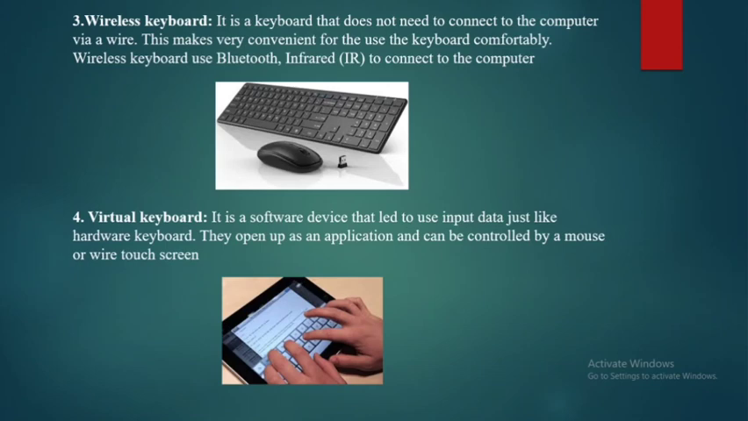So next type of keyboard is virtual keyboard. Okay, so what we are using in our mobile phones is known as what? Virtual keyboard. It is a software device that lets us input data just like a hardware keyboard. Okay? So the same keys that exist on a physical keyboard are there, but it does not exist physically. They open up as an application.